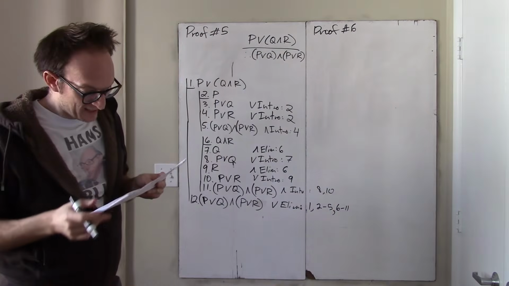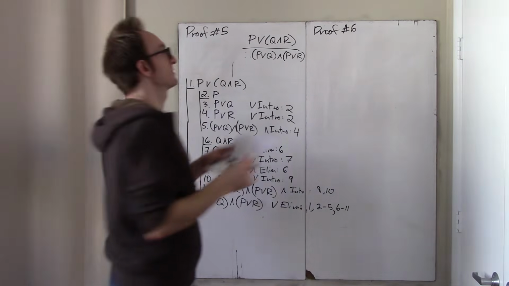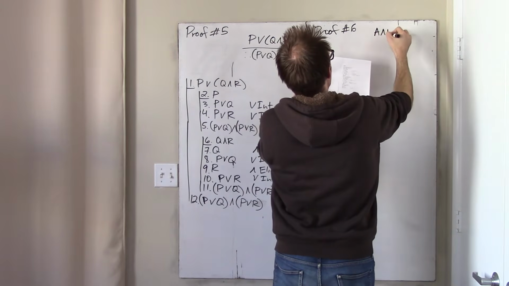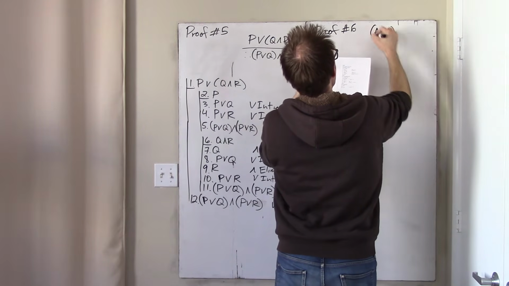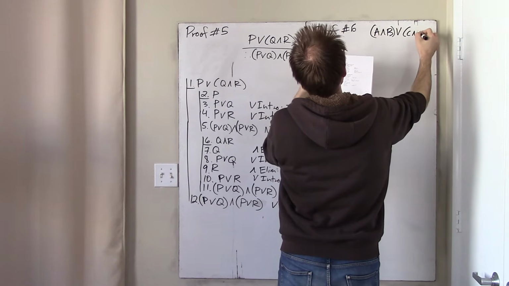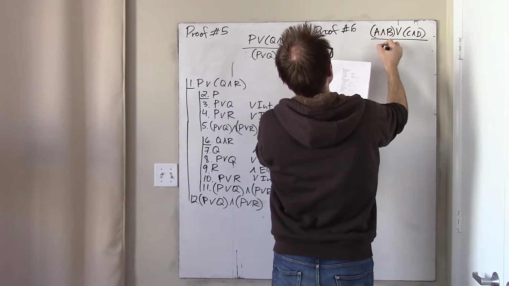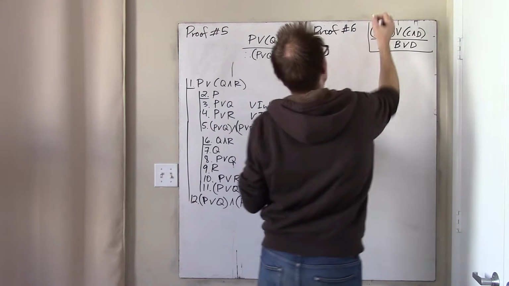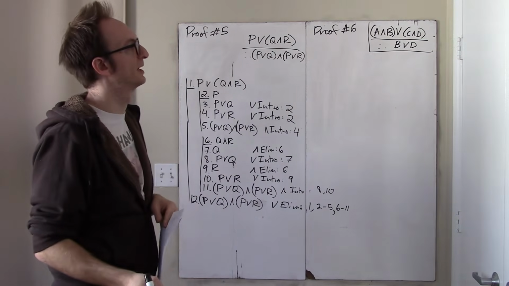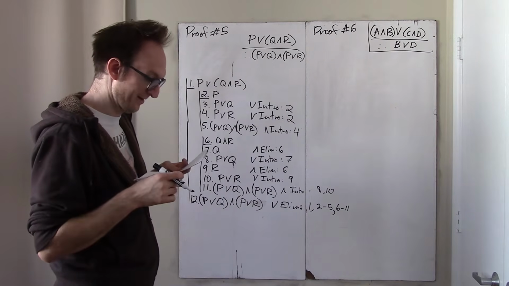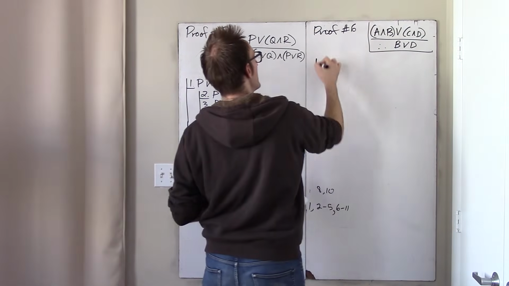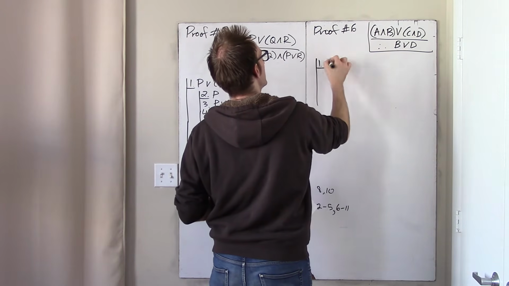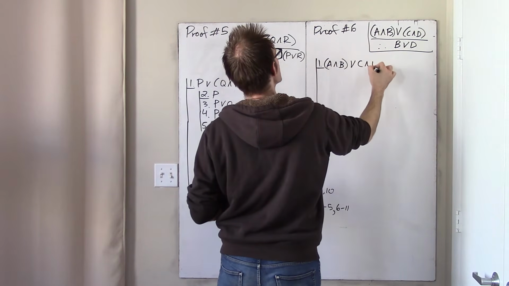This is proof 6. What's proof 6? Well, this is really just more practice, right? The argument now is (A and B) or (C and D), and from this I would like to conclude B or D. That seems pretty reasonable, actually very reasonable. So we begin. My premise: (A and B) or (C and D).